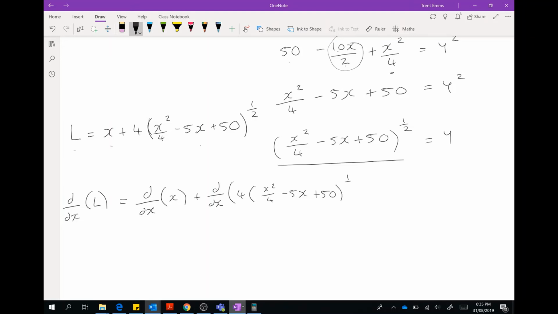This becomes dl by dx. Differentiating x with respect to x will be 1, that bit there, plus, and I'm going to pull the 4 out to the front here because it's a constant. You can pull constants out to the front because they have nothing to do with x. So we're looking at trying to differentiate x squared over 4 minus 5x plus 50 all to the power of a half.